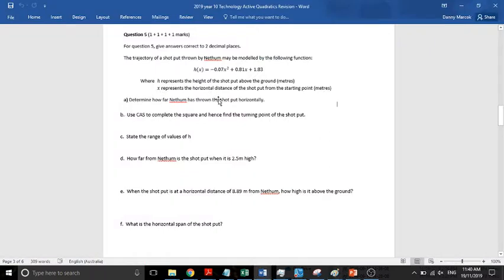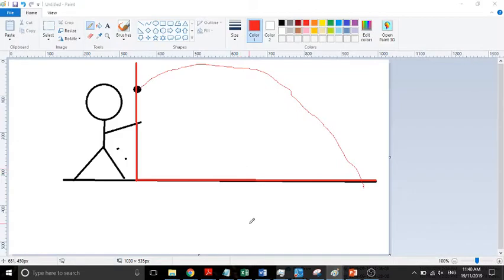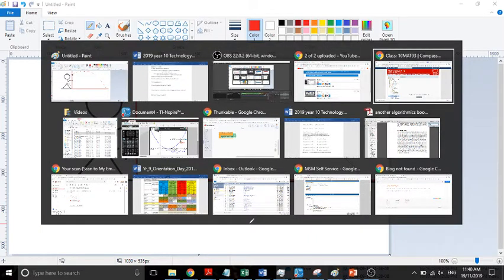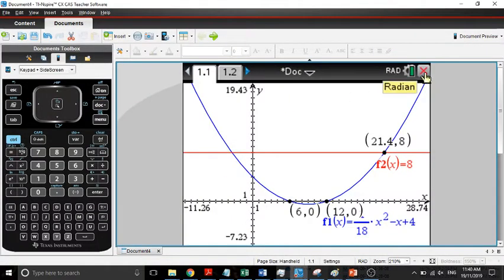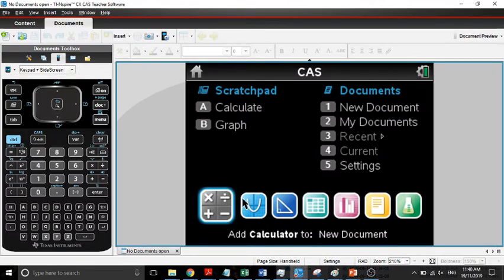Now, determine how far Nitham has thrown the shot put horizontally. My advice when you're given something like this: graph it, even though it doesn't say to graph it. You've got the technology, it gives you an idea, and lets you see exactly what's going on. So over to CAS, new window. We're going to graph it.